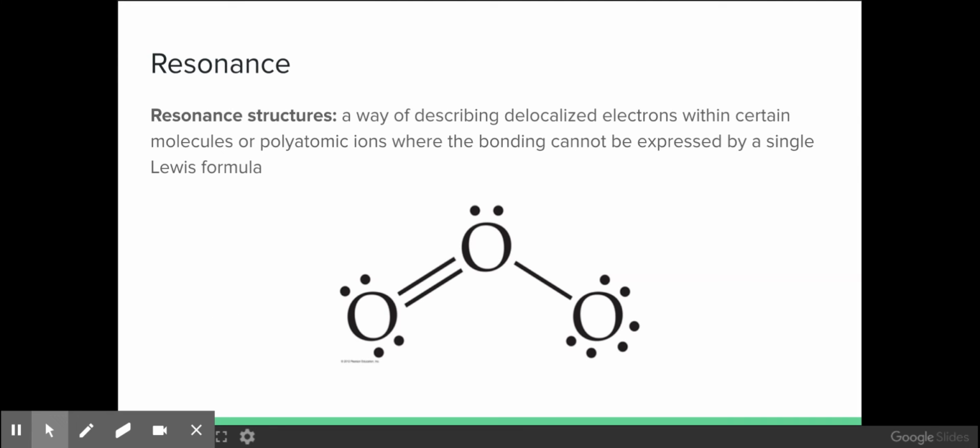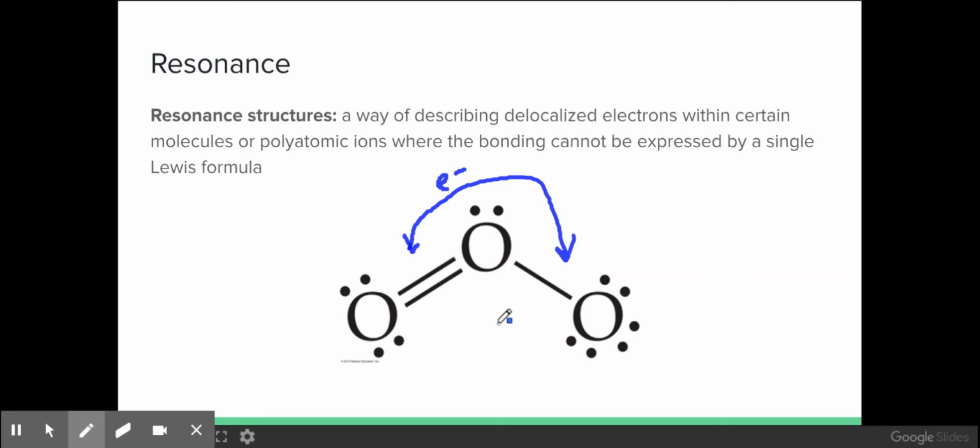Resonance structures are a way of describing delocalized electrons. And what are delocalized electrons? Well, if there is the possibility that you can draw multiple Lewis structures within a given molecule, it means that the electrons are constantly moving back and forth, back and forth.